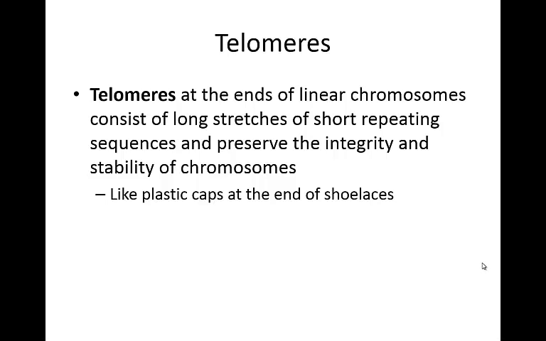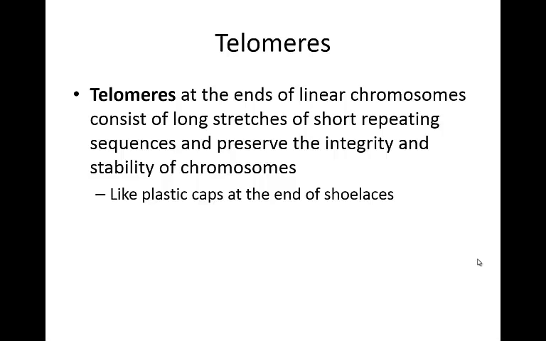At the ends of the eukaryotic chromosomes, we have telomeres. Telomeres are present at the ends of these linear chromosomes, and what they consist of are just long stretches of short repeating sequence. The reason why we have them is that it helps preserve the integrity and stability of chromosomes. You could think of them kind of like the little plastic caps at the end of your shoelaces. They're going to help keep the DNA helix from unraveling. They're going to protect the ends during this replication process.